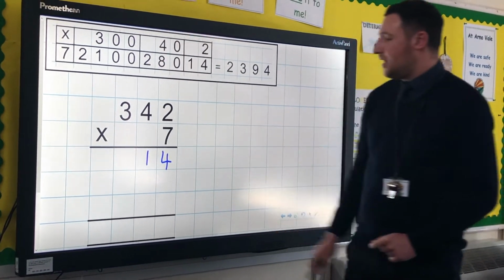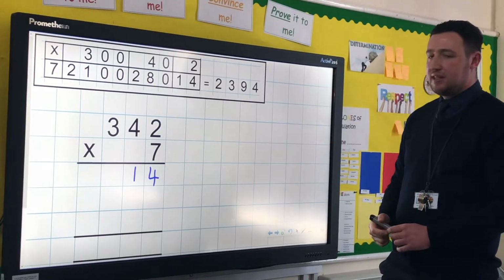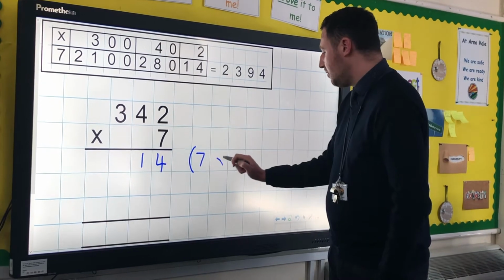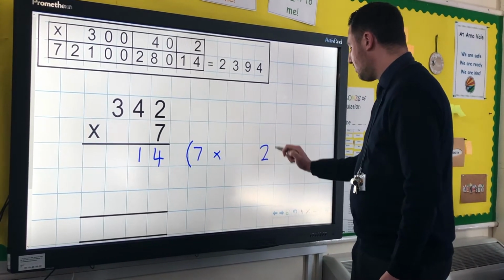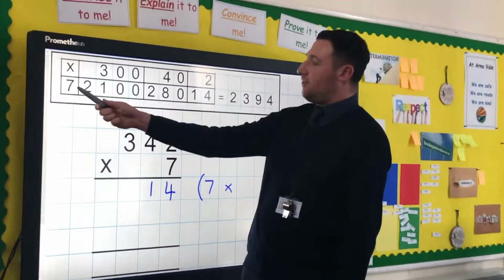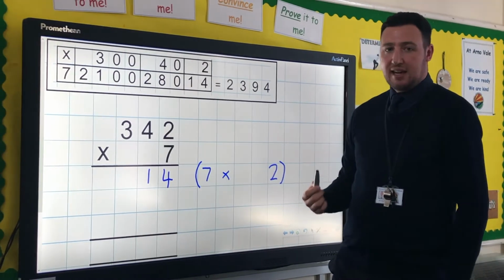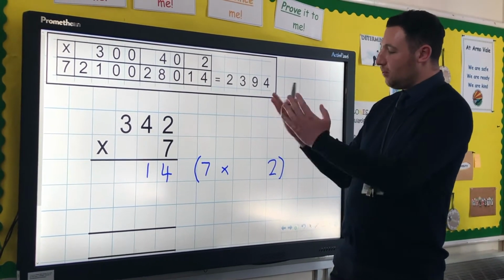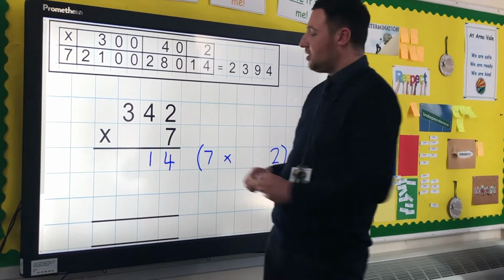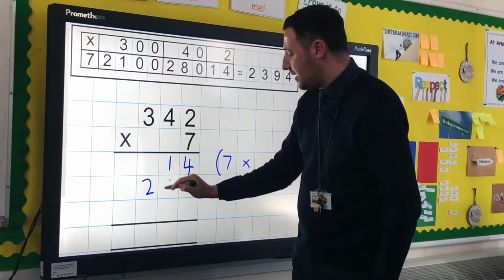What we'd also do here is encourage the children to write at the side what calculations they're doing. So in brackets at the side, they'd write down 7 lots of 2. We're then going to do 7 lots of 40, and of course we did 7 lots of 40 in the previous calculation as well. So the calculations we're doing to get the answer are exactly the same, we're just setting out in a slightly different, more progressive way, because we're not having to partition the original number. So 7 lots of 40 is 280.